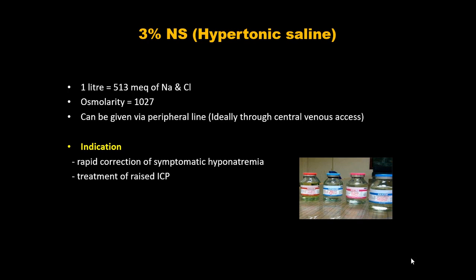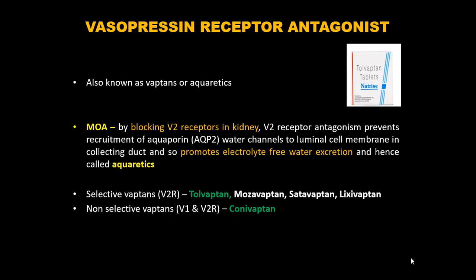Next is 3% saline or hypertonic saline. One liter contains 513 millimoles each of sodium and chloride. Osmolality is 1027 milliosmoles. It can be given either through a peripheral line, or ideally through a central line. Indications are rapid correction of symptomatic hyponatremia and treatment of raised ICP.